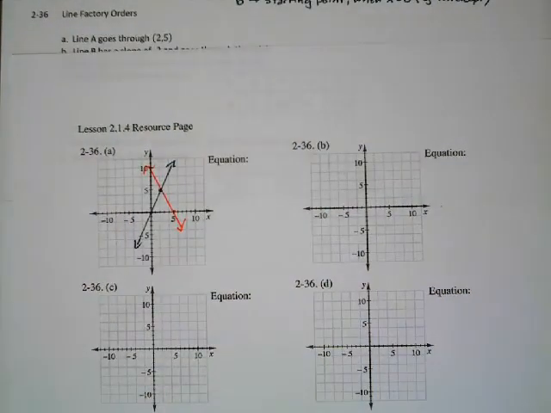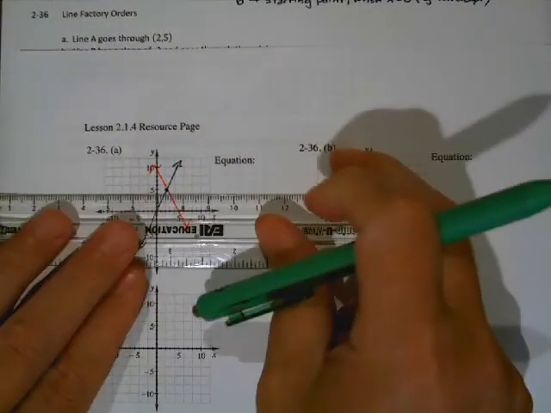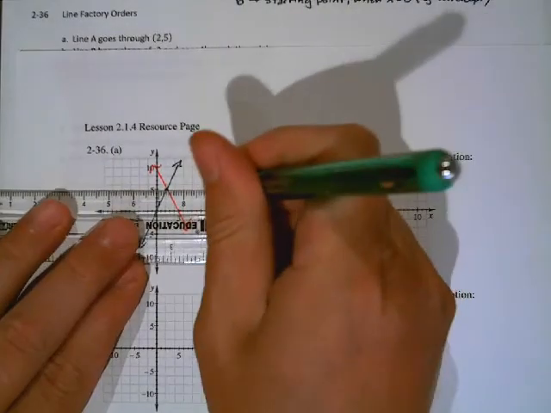And I can keep on doing that. What if they wanted a horizontal line that goes through 2, 5? They didn't say. I could make it for them.